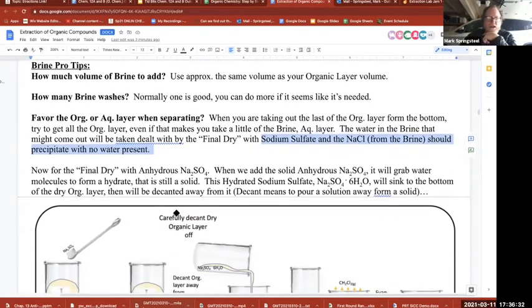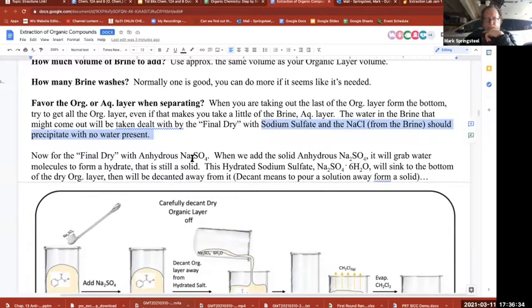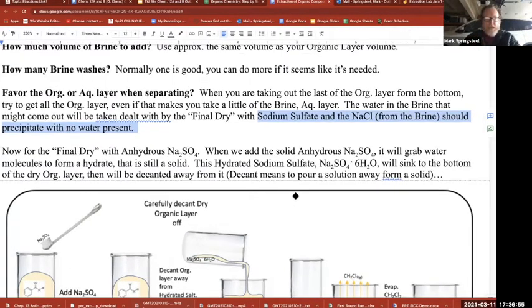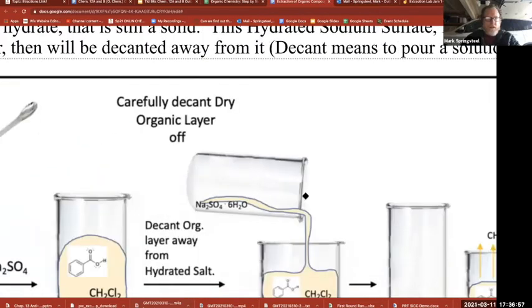So now for the final dry, we use anhydrous sodium sulfate. When we add the anhydrous sodium sulfate to our organic layer, that solid will drop down into our solution and fall to the bottom. But as it's falling through the solution, it'll grab onto these very trace amounts of water that are still in there, and it'll form a hydrated salt. And I'll show you then what we do. Then we can decant away from that.